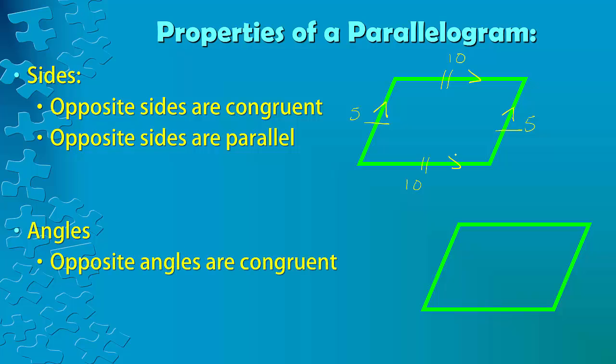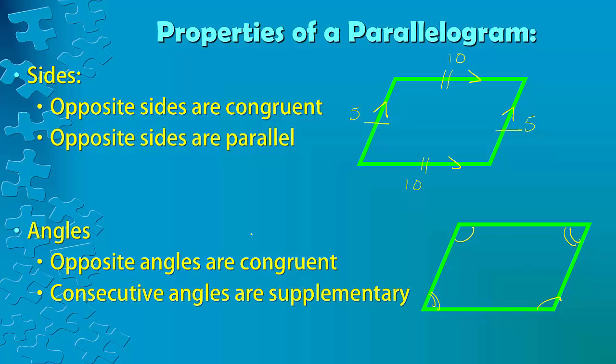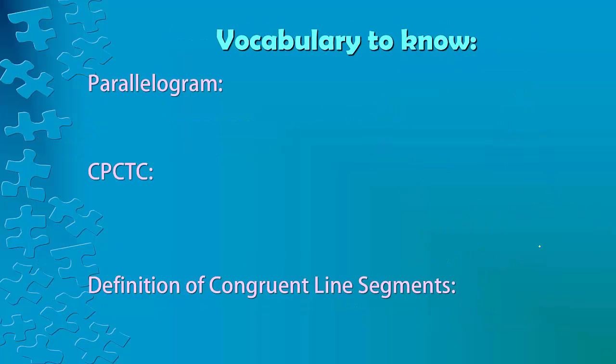Alright, so as far as angles go, the opposite angles are congruent. So this angle is congruent to this angle, and this angle is congruent to this angle. The other thing is that consecutive angles are supplementary. So meaning if I took these two angles, they would equal 180 degrees. If I took these two angles, they'd equal 180 degrees, and so on and so forth all the way around. So if you go to one angle right after the other, they're 180, opposite each other, they're congruent.